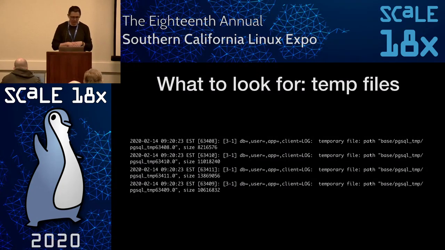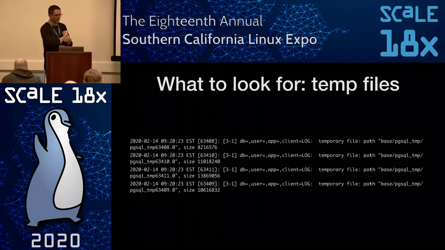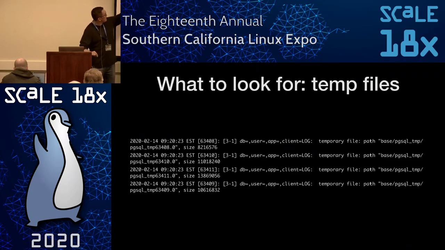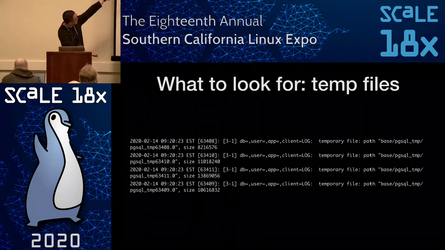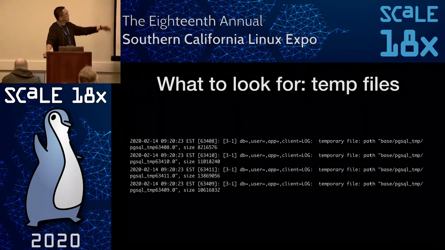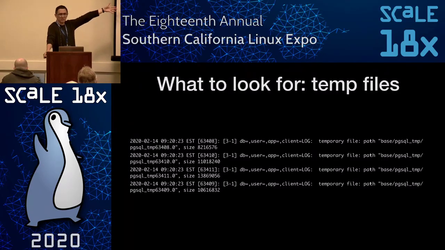Okay. Temp files. If you get this message, "temporary file was created," and the size here was 8 megabytes, 11 megabytes, 13 megabytes, 10 megabytes. So for one query, you're getting 5 temp files, each of them somewhere between 8 and 13 megabytes. You can see how this could cause an I/O spike pretty easily. The reason for this is that work_mem was too low. So increase your work_mem so that you can sort in memory instead of on disk. Okay?